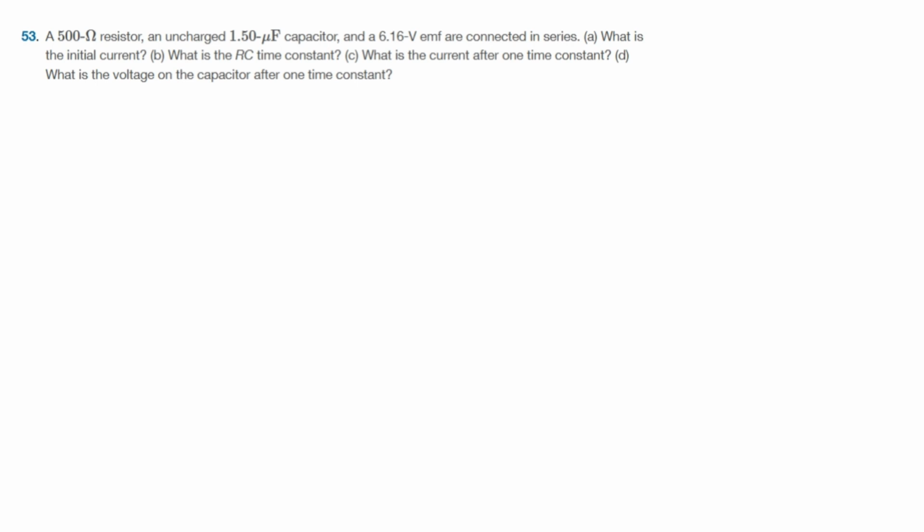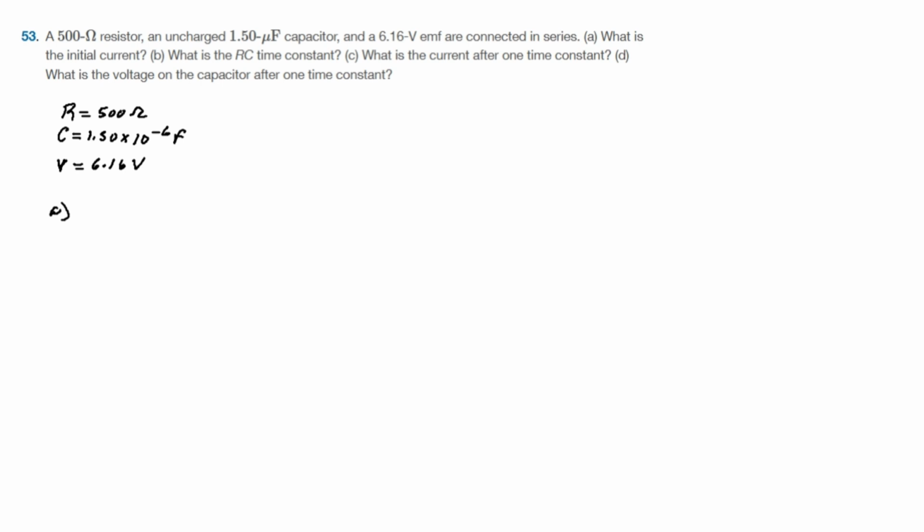Right? Now we know what the time constant is, right? It's the product of the resistance and the capacitance. So the first thing they ask you is to calculate the current. So I have a resistor of 500 ohms. I have a capacitor of 1.50 times 10 to the negative 6 farads. And I have a power source of 6.16 volts. And the first is to calculate the initial current.